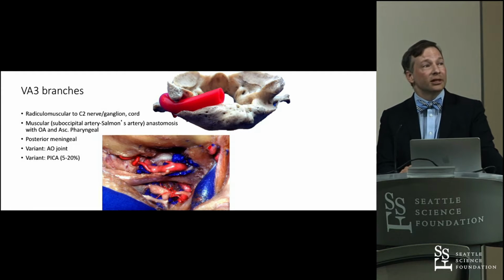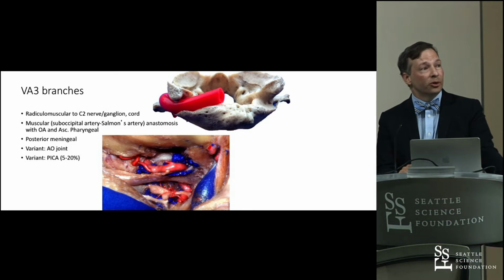V3 segments, we see our radicular, muscular branches. There's a large one to the dorsal root ganglion of C2 in the greater occipital nerve region and adjacent cord. There's also usually a very large muscular branch, Salmon's artery, that comes off of V3 that will supply usually the semispinalis capitis or the suboccipital muscles. And that branch usually will anastomose with the occipital artery, a descending branch of the occipital artery. I've also listed here ascending pharyngeal can come into that anastomosis, and then lastly the deep cervical branch of the costocervical trunk can contribute to this little muscular arcade that we find over the V3 segment.